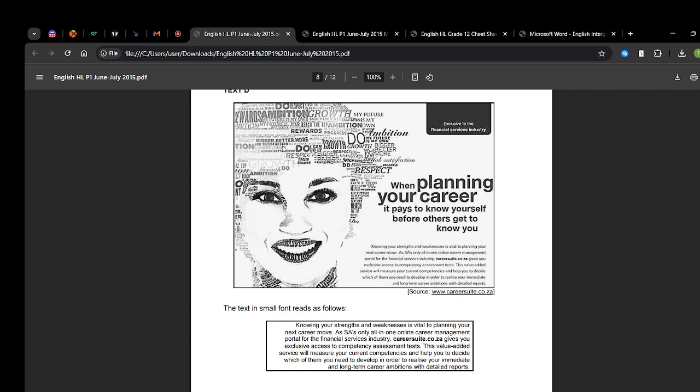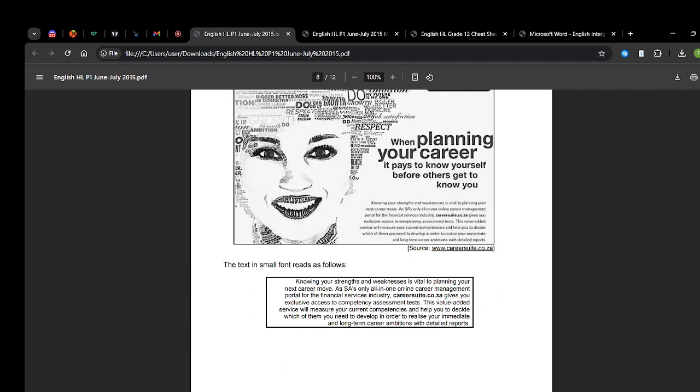So, no, that really doesn't have any influence on our answer. So, guys, basically, it's right there in the text. So, your answer would basically be careersuite.co.za helps readers plan their career paths by giving them exclusive access to competency assessment tests. So yeah, guys, that's as basic as it gets.